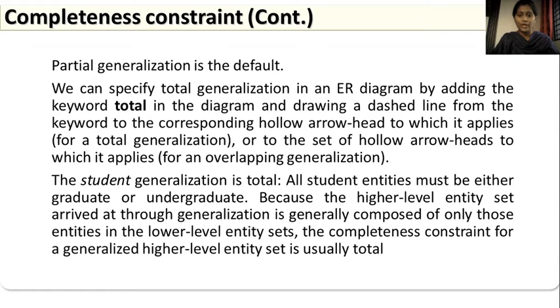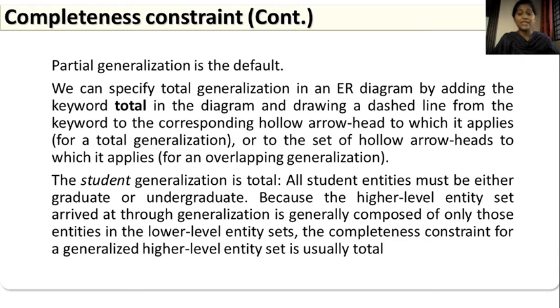So whether you have to use an arrowhead, which is a hollow arrowhead for total generalization, and then a set of hollow arrowheads for the overlapping generalization. The student generalization is total. All the student entities must be either graduate or undergraduate, because the higher level entity set arrived at through generalization is generally composed of only those entities in a lower level entity set.